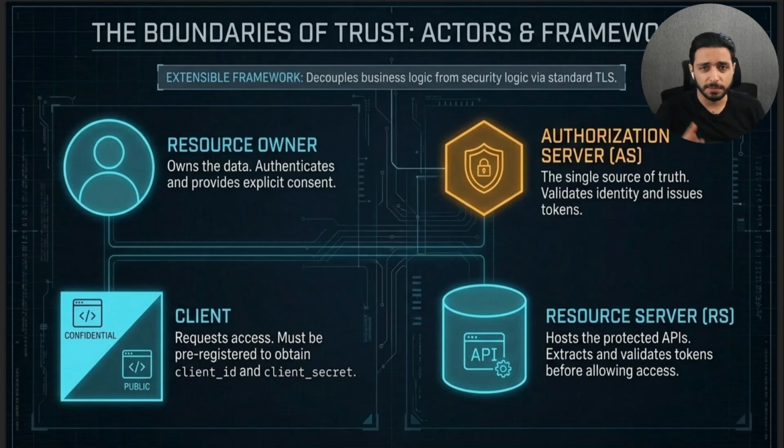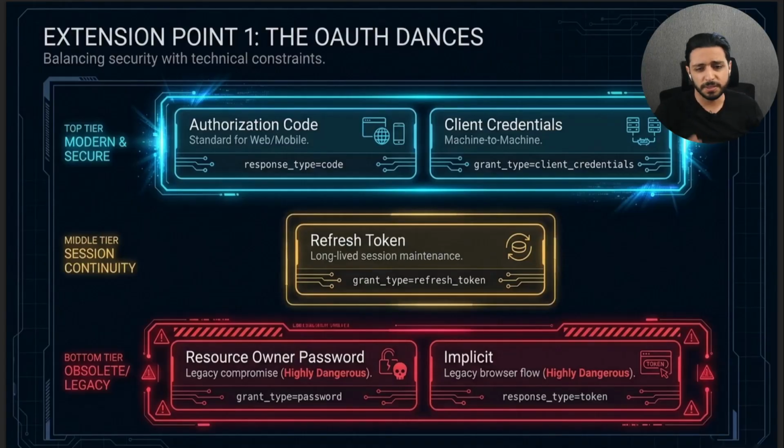Now these actors need a specific sequence of steps to talk to each other. In OAuth, we call these workflows grant types. Let's look at how they work in practice. A grant type is simply the specific sequence of steps an application follows to get a token from the authorization server. Because a mobile app running on a user's phone has completely different security risks than a backend system running on a private server, OAuth version 2 provides a couple of standard flows. Each one balances security with the technical limitations of where the application is running.